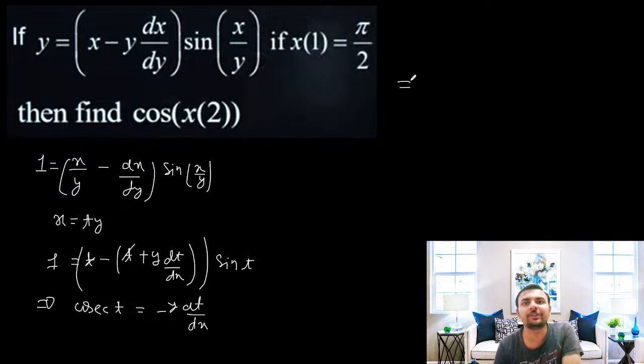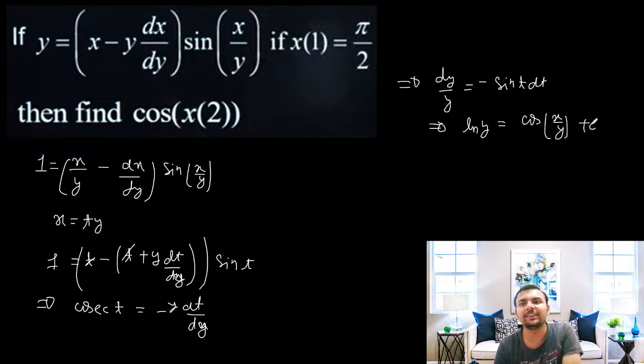If you solve it further, this is dt by dy, isn't it? So we can say dy by y equal to minus of sin t dt. If you solve it further, it is nothing but ln y, integration on both sides, it is cos t, t is what? x by y plus c. So x equal to 1, it is pi by 2.